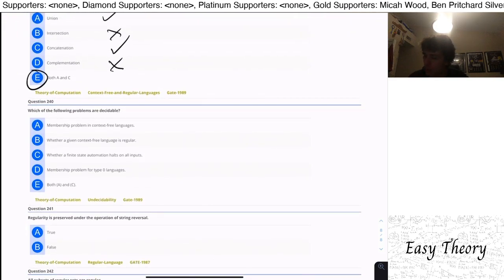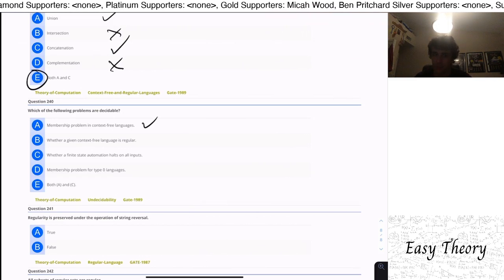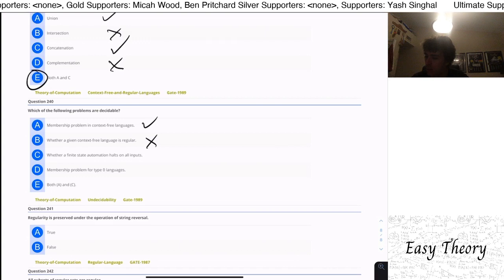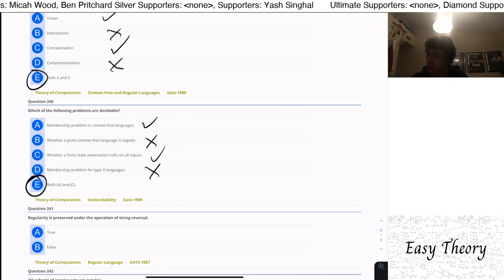Which of the following problems are decidable? Membership problems in context-free languages. Yep. Whether a context-free language is regular. Nope, we've answered that already. Whether an FSA halts on all inputs. It always does, so that's true. Membership problem for type 0, nope, that's not decidable, because that's just Turing machines. So A and C.